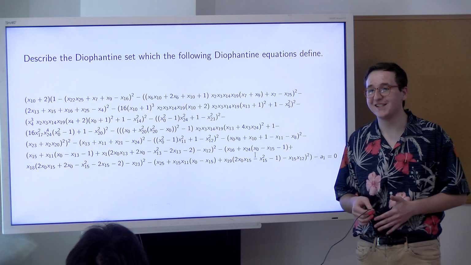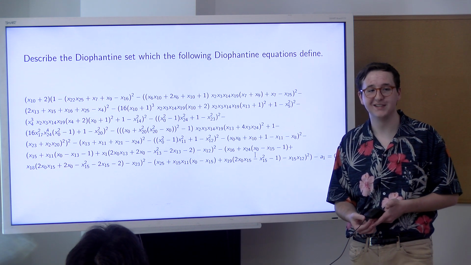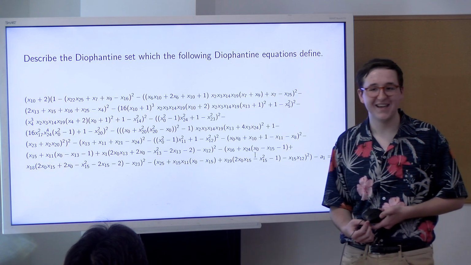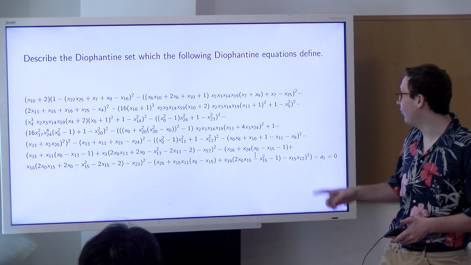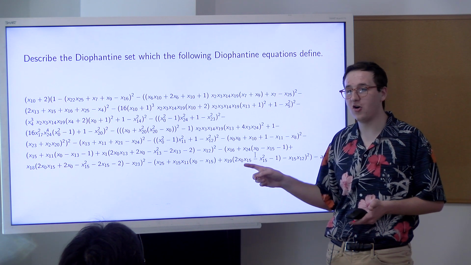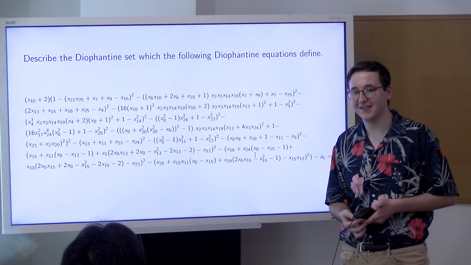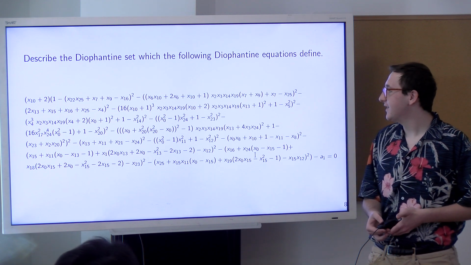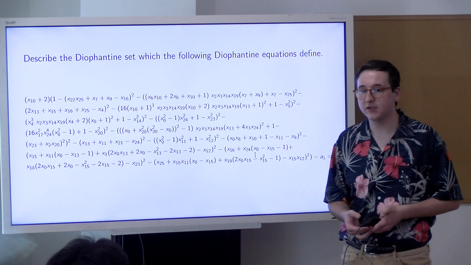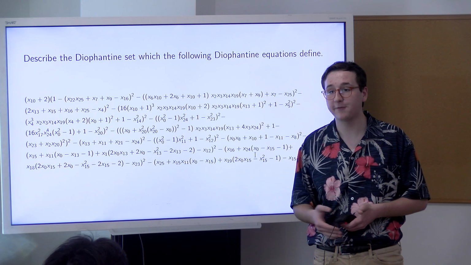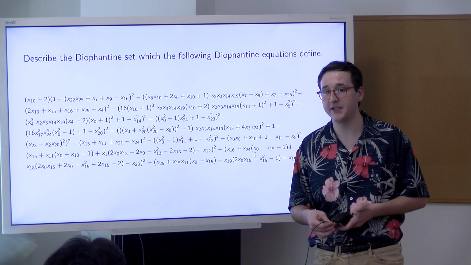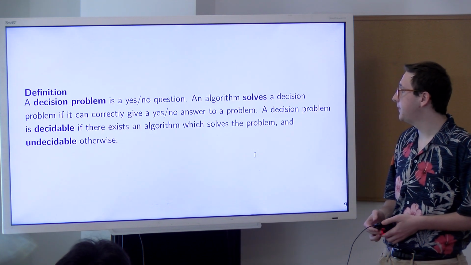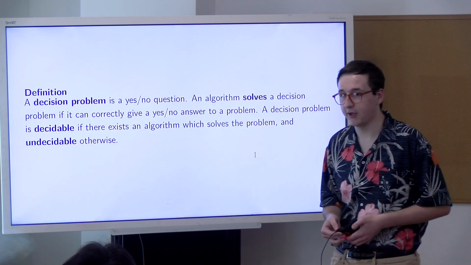Describe the Diophantine set defined by this polynomial. Zero. How about no? It turns out that the only solutions to this polynomial are prime numbers, in case you can't tell. So constructing Diophantine sets from polynomials gets very difficult very quick. Okay, now we're done with polynomials for the most part.